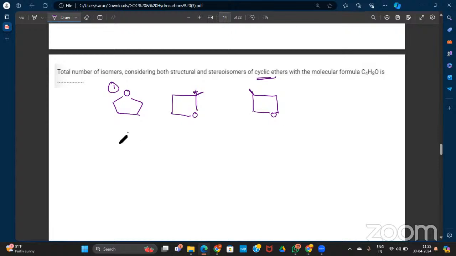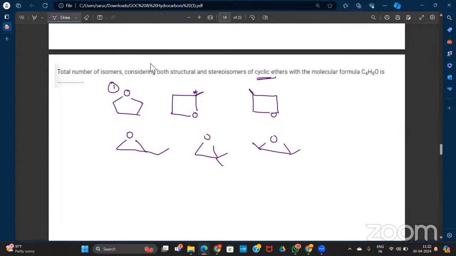And when I make a 3-membered ring, the side chain will be 2. You can make it 2 CH3 on the same carbon, or 1 CH3 over here and 1 CH3 over here. So I have got 6.